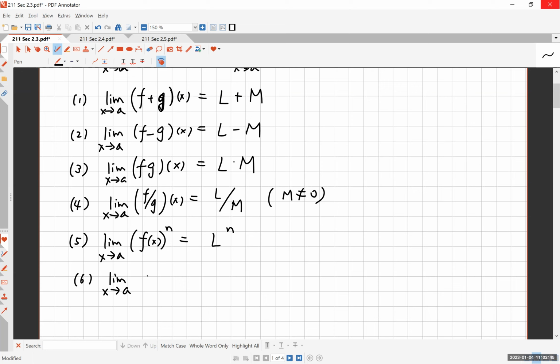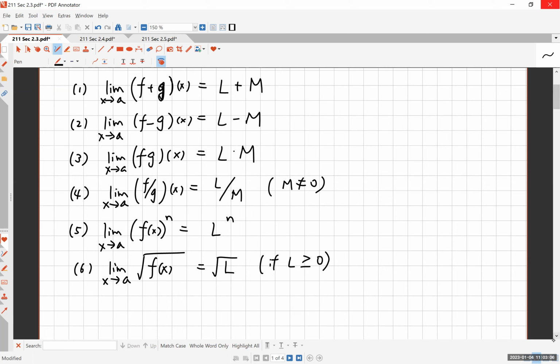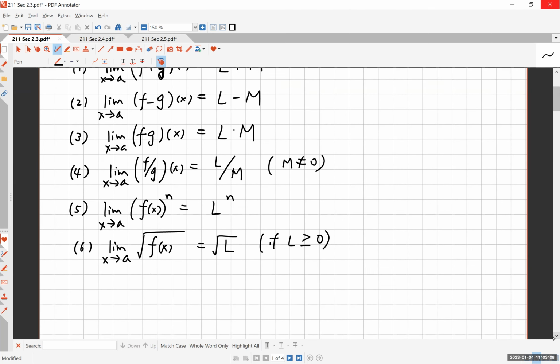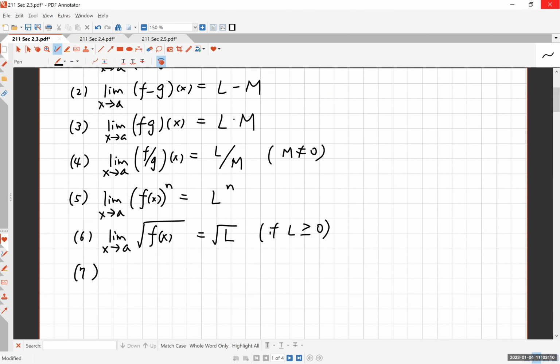And in fact, there will not be any surprise in this. So what happens if you take the square root of the function f of x? Well, then the answer is going to be the square root of the limit, provided that limit is greater than or equal to 0. And of course, that is something we have to assume. And so everything that I said, let's put one more thing here.